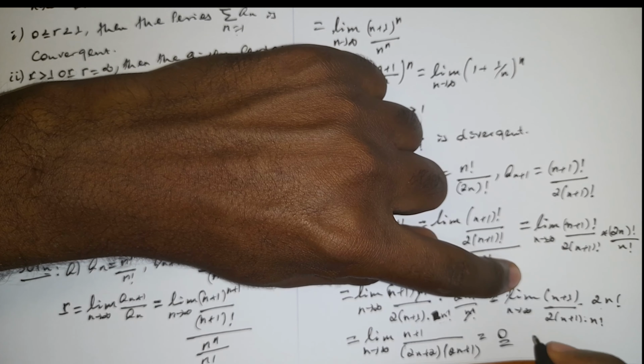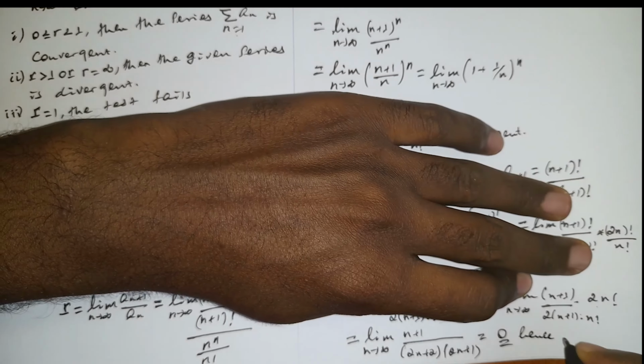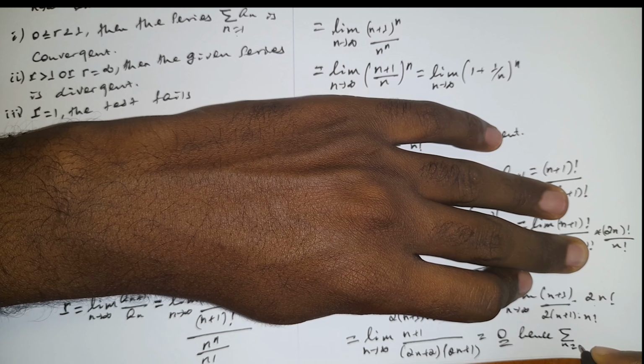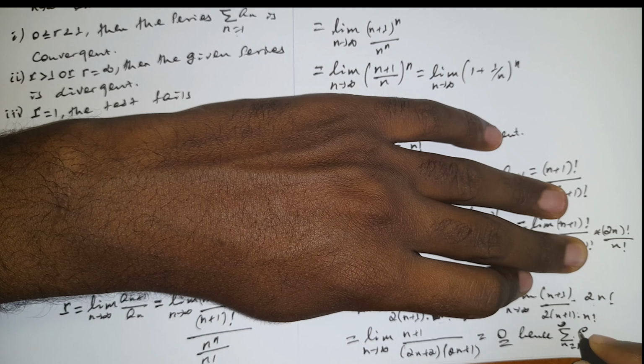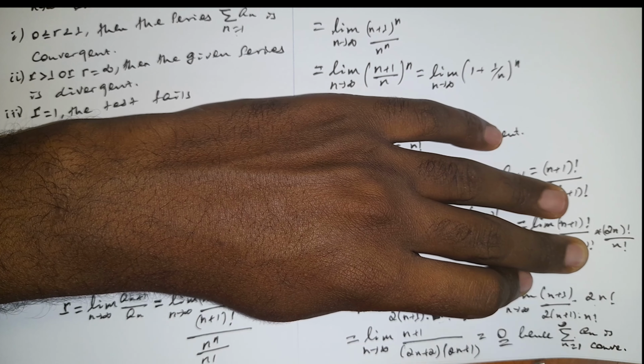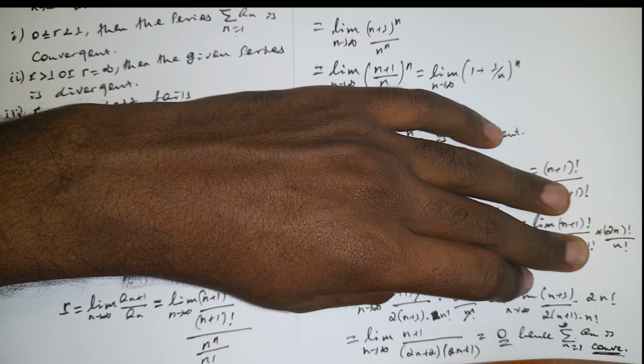Hence the given series, summation n from 1 to infinity of an, is convergent.